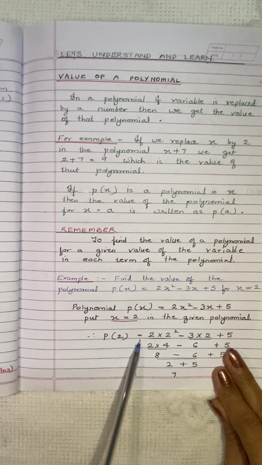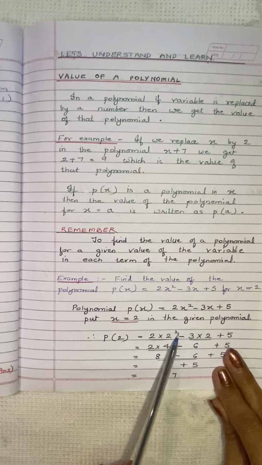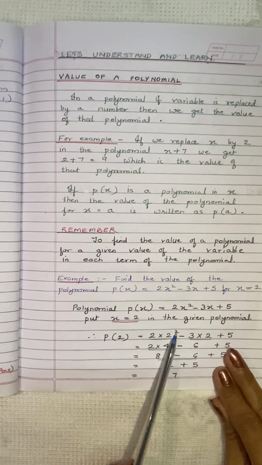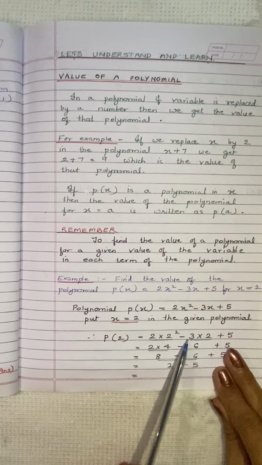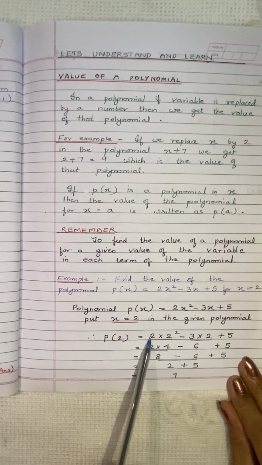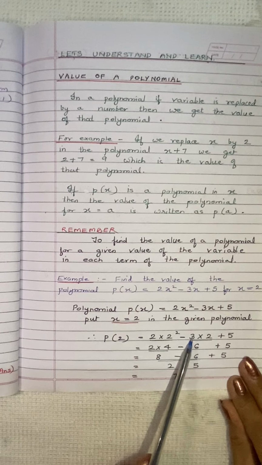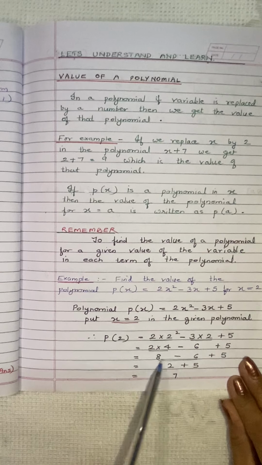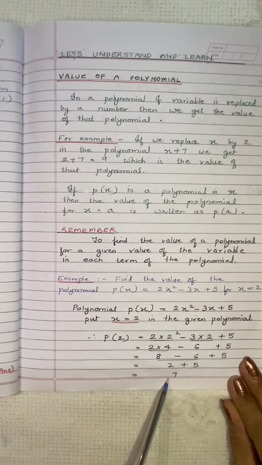p(2) is equal to 2x square. So we will write 2 into 2 square, because we have to take x equal to 2, so we replace x by 2 square. Minus 3x will be replaced by 3 into 2, and plus 5. So 2 square gives us 4, so 2 into 4 is 8, minus 3 2s is 6, plus 5. 8 minus 6 is 2, plus 5, that is 7.